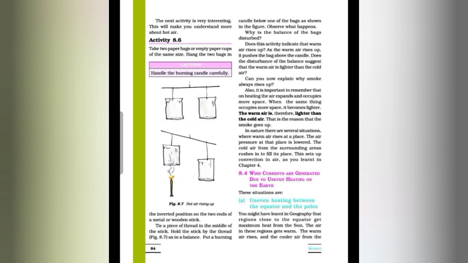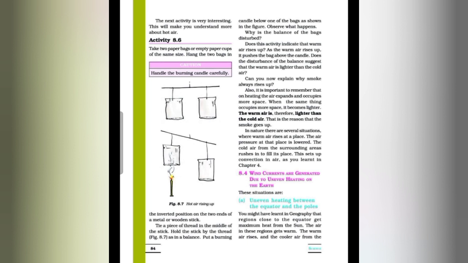Now our next topic is: wind currents are generated due to uneven heating of the earth. In nature, there are several situations where warm air rises at a place. The air pressure at that place gets lowered. The cold air from the surrounding areas rushes in to fill its place. This sets up convection in air, also known as a convection current in air.